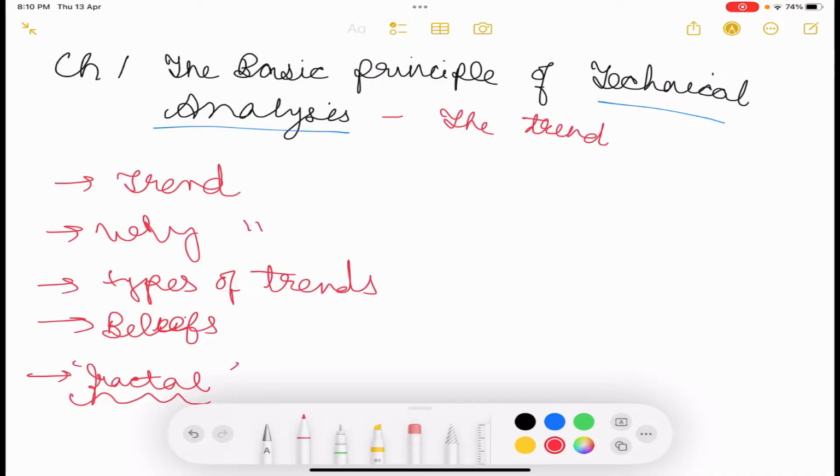And then we'll be able to describe the basic beliefs behind the art of technical analysis. And the last one is important, which is the fractal nature of technical analysis. So we'll be going over all the concepts one by one, and I'm sure that you'll be able to understand everything.